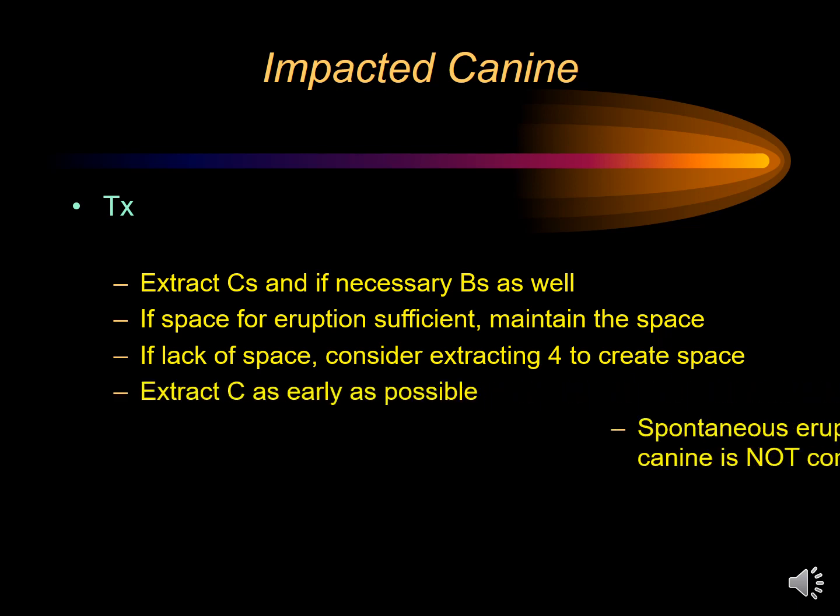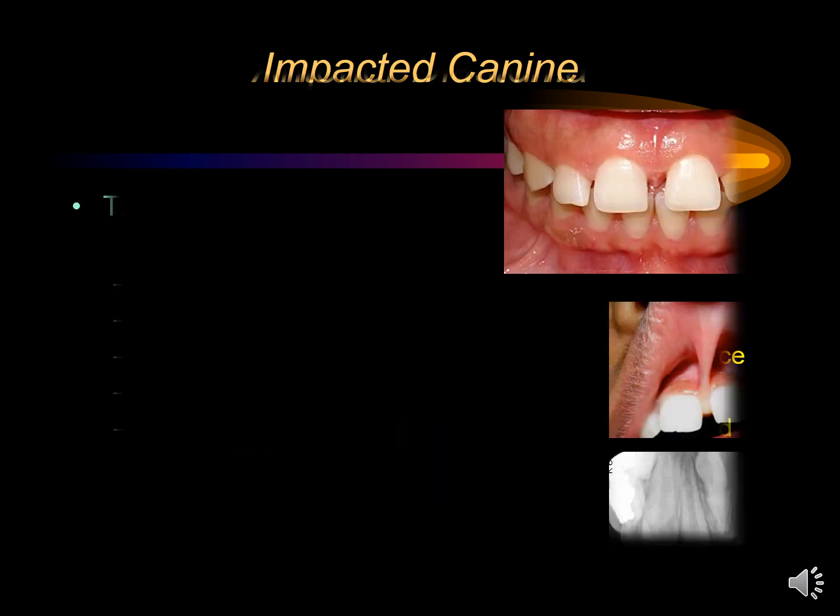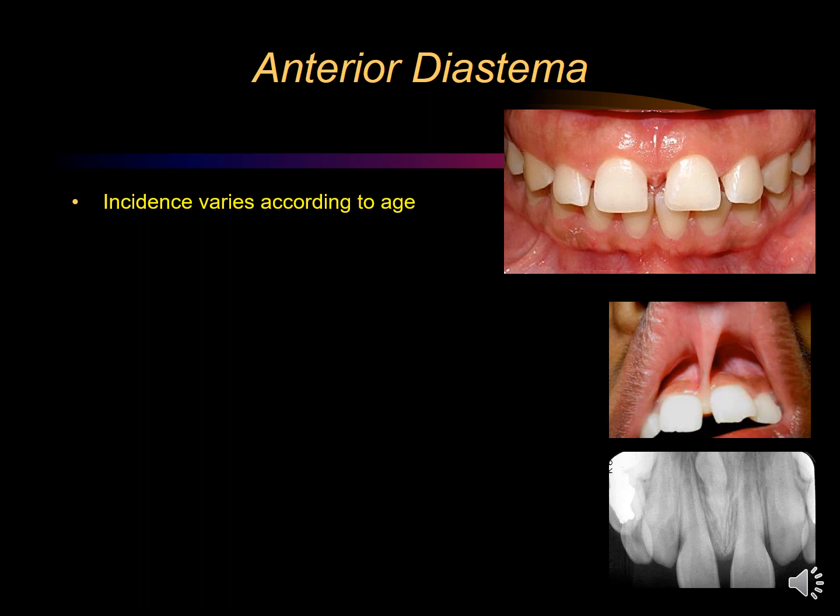Extract the C as early as possible. Spontaneous eruption is more likely if the root of the impacted canine is not complete or not mature. Okay, anterior diastema. And the incidence of anterior diastema varies according to age. The incidence at 6 years is about 98%, at 11 years it drops to 49%, and at 12 to 18 years it's 7%.